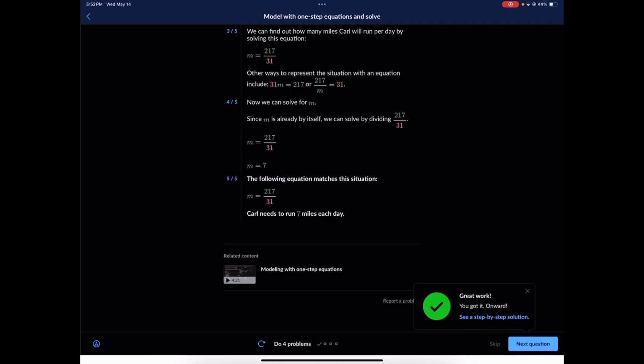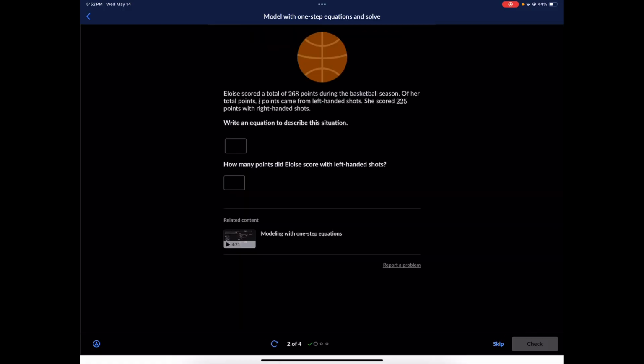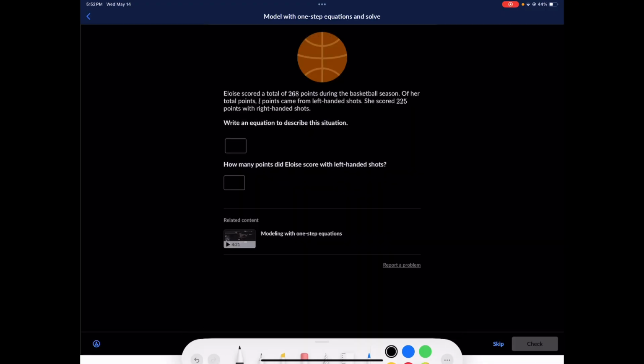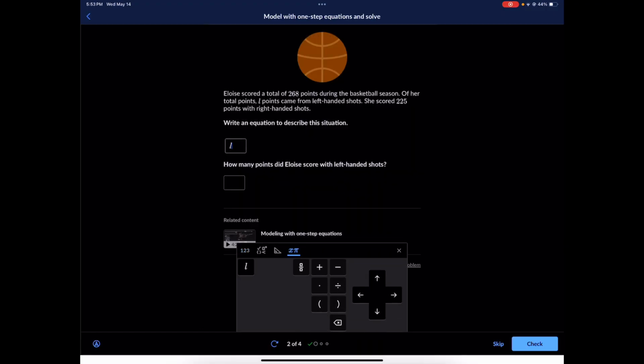Okay. Eloise scored a total of 268 points during the basketball season. Of the total points, L points came from the left-hand shots. She scored 225 points with the right hand. So we have a total of 268, which is 225 plus L. And now that is our equation, so we'll put that in. So L plus 225 is equal to 268.